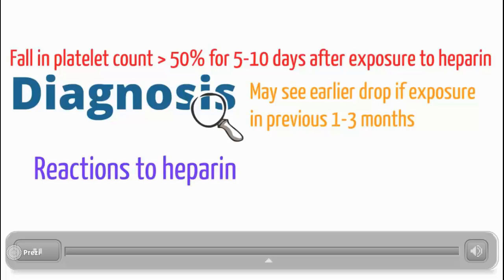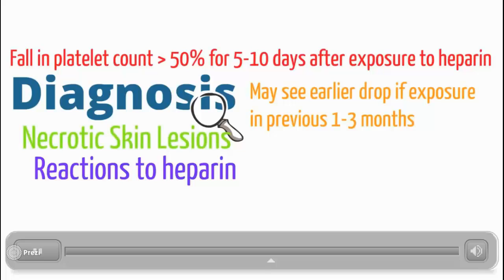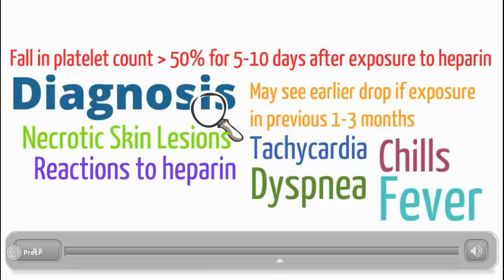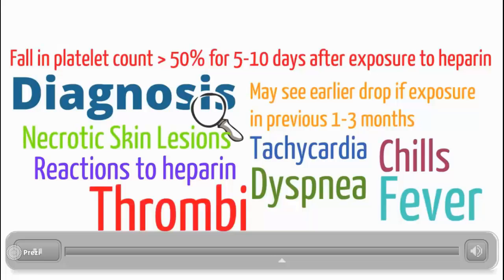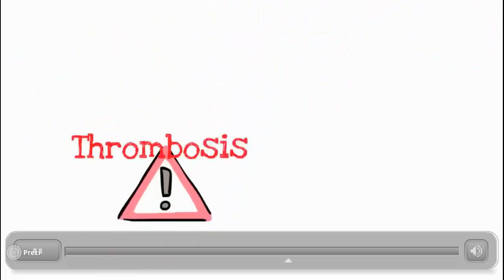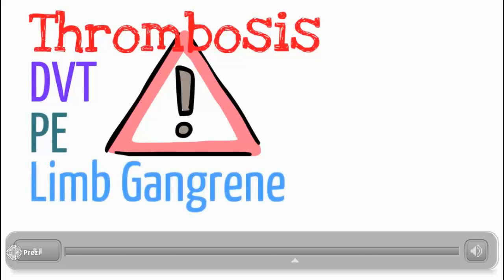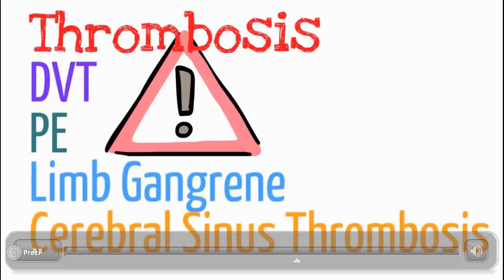Other important findings that are indicative of HIT is if your patient develops a reaction to heparin. These reactions to heparin include necrotic skin lesions, tachycardia, dyspnea or difficulty breathing, chills, and fevers. Remember that patients with HIT are hypercoagulable, so thrombi can develop. Thrombi include DVTs, PEs, otherwise known as pulmonary embolisms, limb gangrene due to arterial thrombi, and finally, cerebral sinus thrombosis.